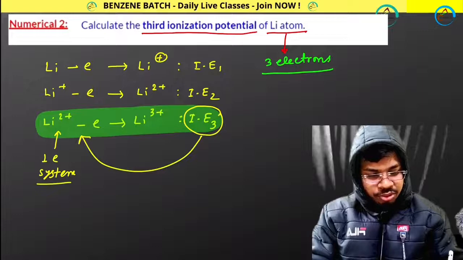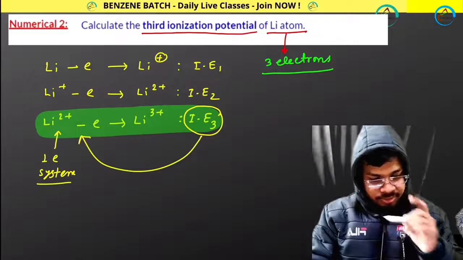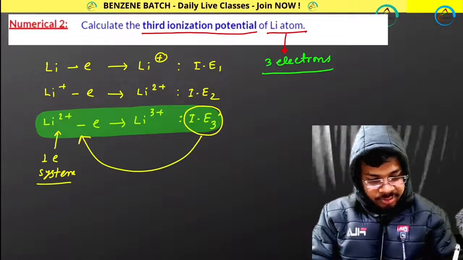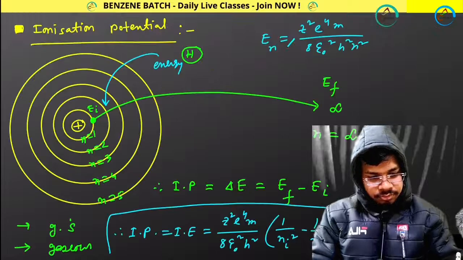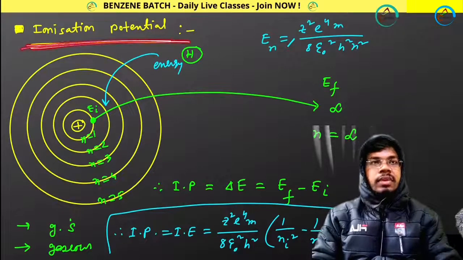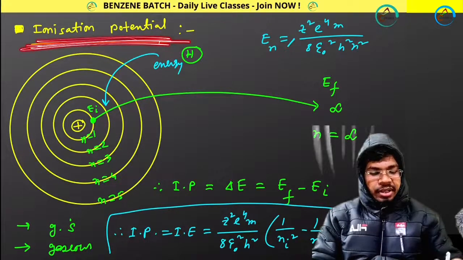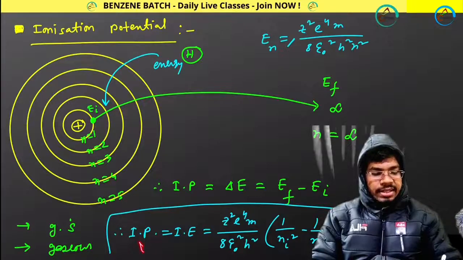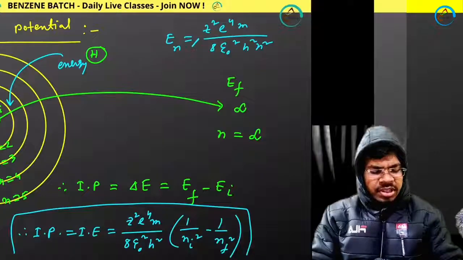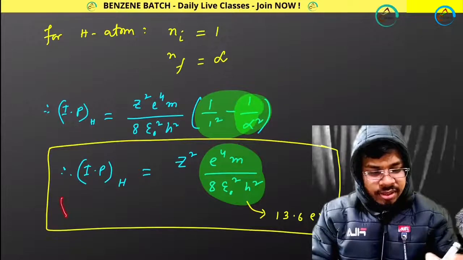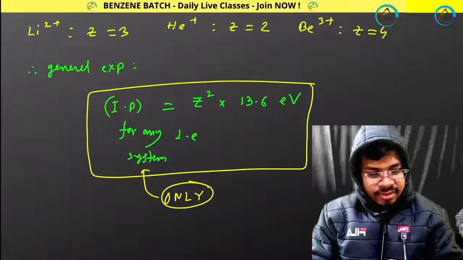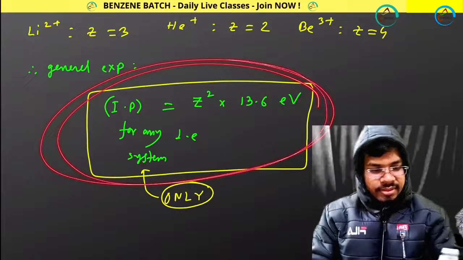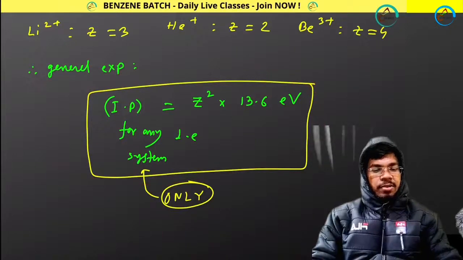Which formula should we use for this? Just let me show you. Look at this. Ionization potential or ionization energy. So the formula is this. I have derived it already. And more generally, your exact formula will be this. Like this. Okay, this formula.